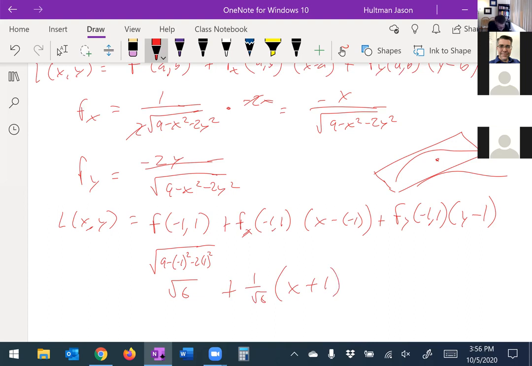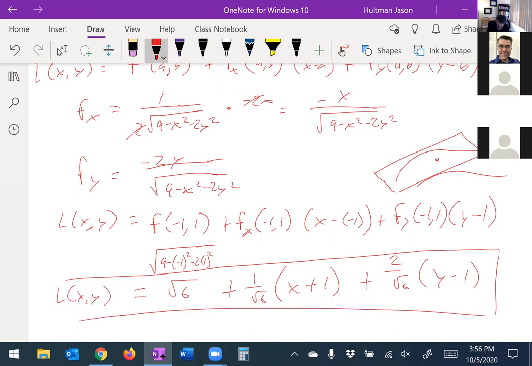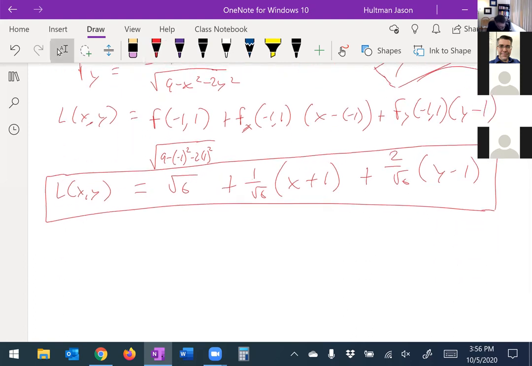Plus, well, what's this one going to be? That's just going to be 2 over radical 6 times y minus 1. And that's L of x, y. And now it's saying use this as an approximation to the original function value at the point negative 0.93, 0.75. So L of negative 0.93 and 0.75.